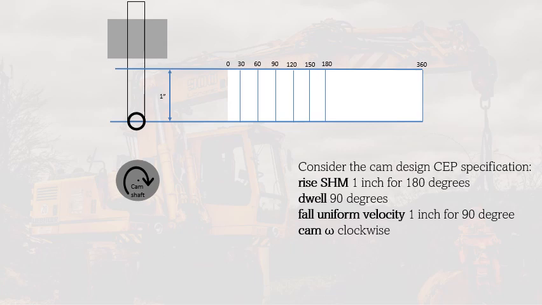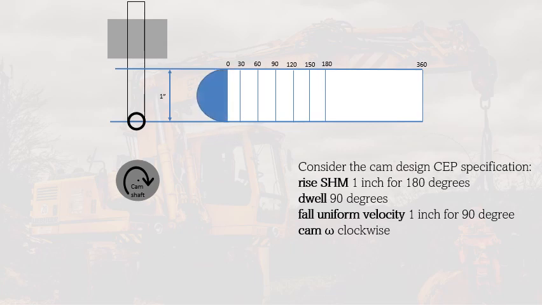So let's start first with the first CEP specification, which is a rise of simple harmonic motion, 1 inch for 180 degrees. This means that the follower will rise from 0 inch in a 0 degrees position, and once it has rotated 180 degrees, it will be at 1 inch already in its translation.